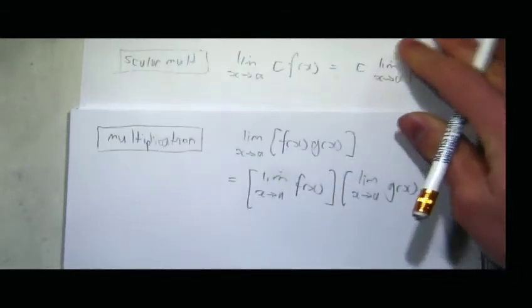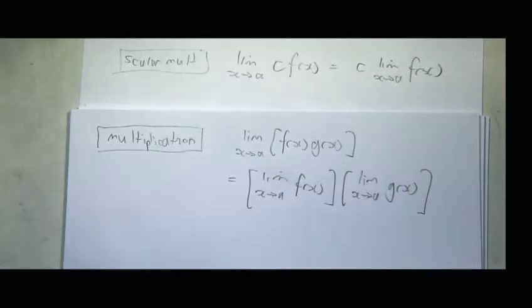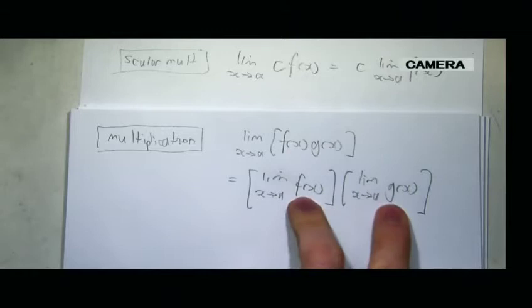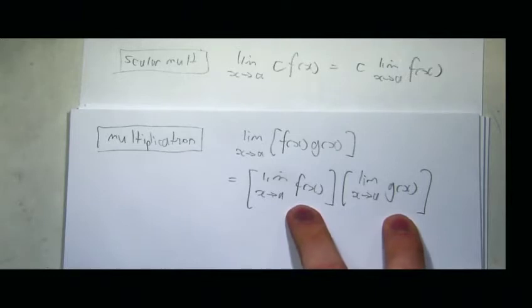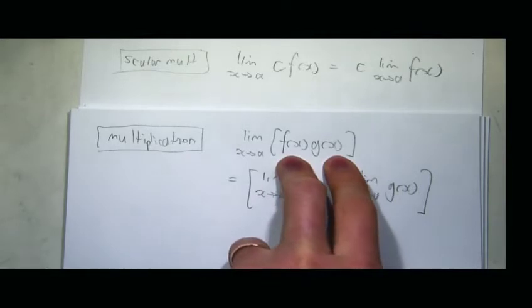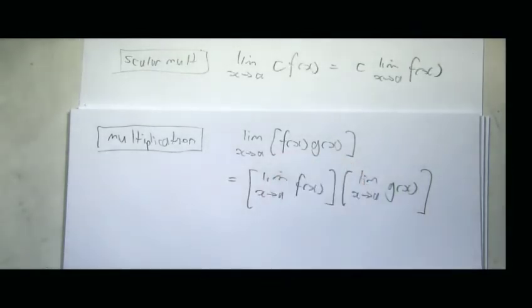Okay? Remember, there is a caveat that this only works if both of these limits exist. If either one of them or both of them don't exist, then you are not allowed to expand out over multiplication. It may still be possible to figure out what the limit is, but by some other method.